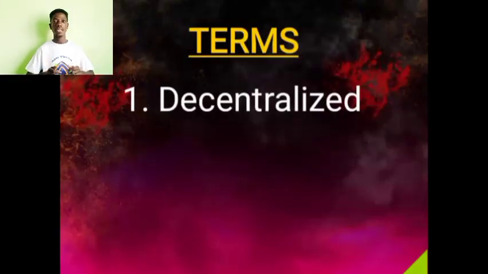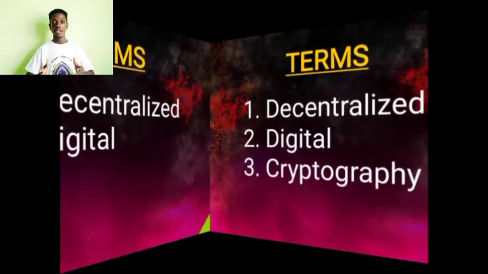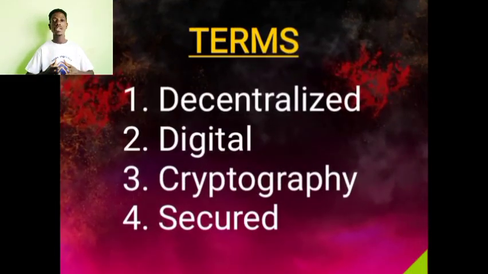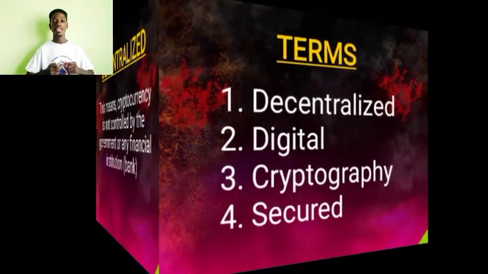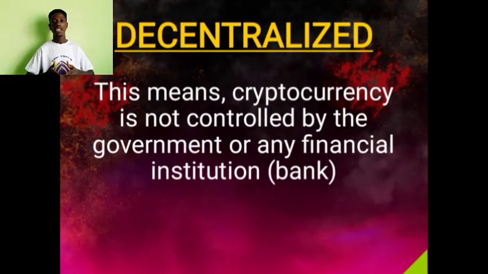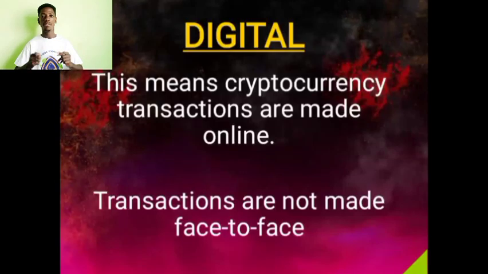So with this definition, you can see there are terms that we need to break down for you to understand if you want to be in the crypto space. Some of the terms are decentralized, digital, cryptography, and secure. These terms are simple. When we say decentralized, it means that the cryptocurrency is not controlled by the government or the bank. There's no middleman in the cryptocurrency. When we say digital, it means in the form of online. So the transactions that you do with cryptocurrencies are made in the online space.